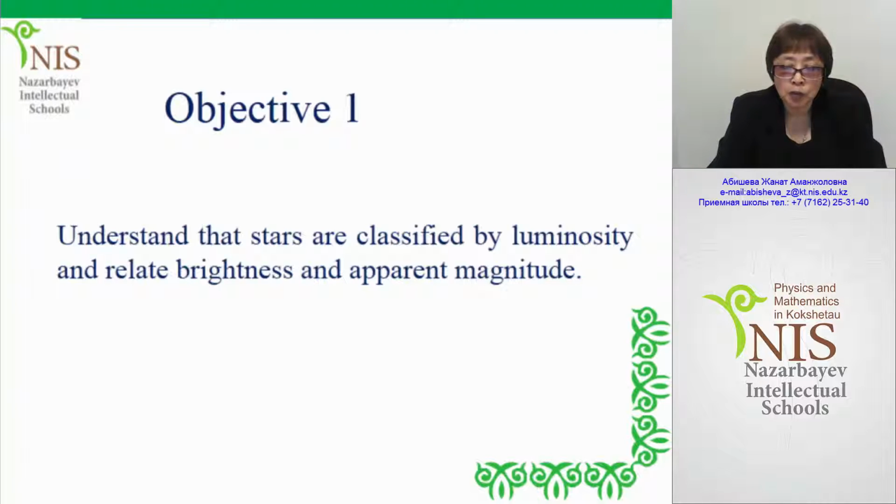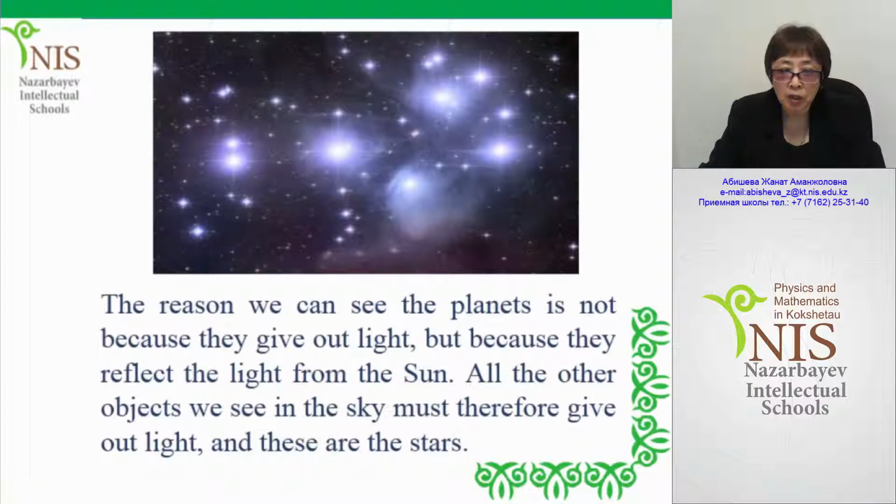The first objective of our lesson: understand that stars are classified by luminosity and relate brightness and apparent magnitude. The reason we can see the planets is not because they give out light, but because they reflect the light from the Sun. All the other objects we see in the sky must therefore give out light, and these are the stars.